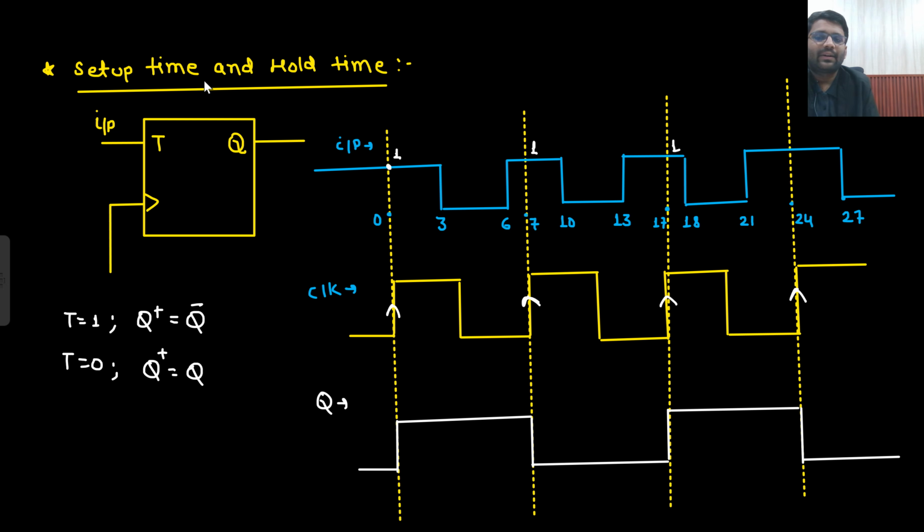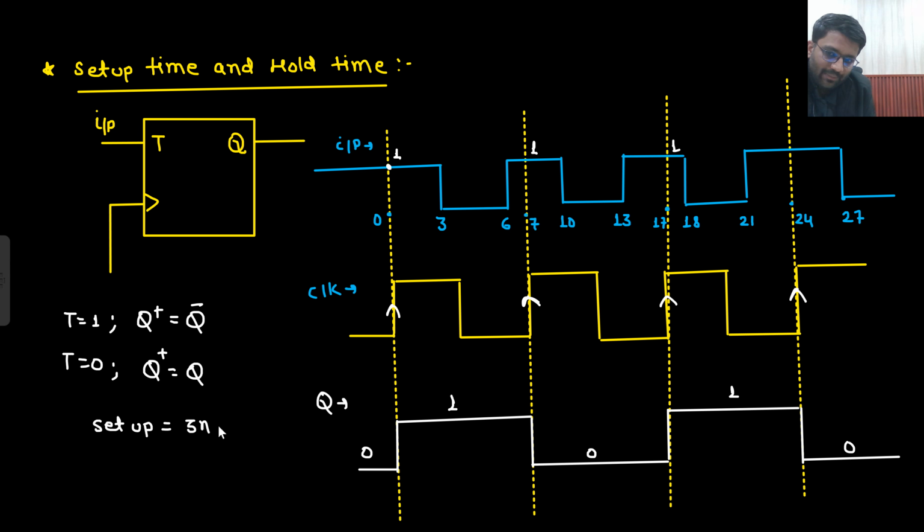Considering there is no setup time, hold time, I don't even know what setup time and hold time are. So this is how your output will look like: 0, then toggling here, then toggling again, and again toggling, and then again toggling. So this is how my output would look like. But when you design a particular flip-flop, then they will have some setup time as well, and they will have some hold time as well.